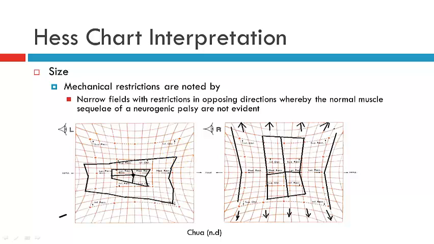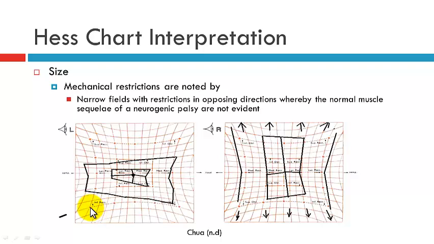And recall in the video on ocular movements, I mentioned that when you have a range of positions that are limited, this is more indicative of a limitation that's mechanical. Okay, not only that, but you actually have a limitation in opposing directions in this instance.